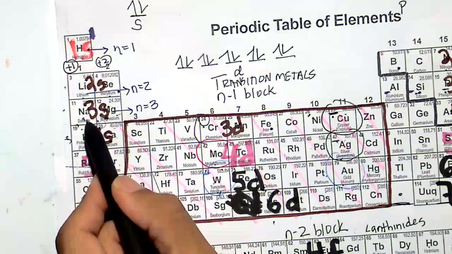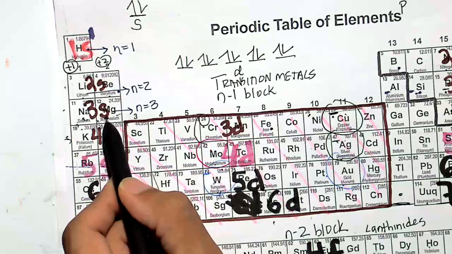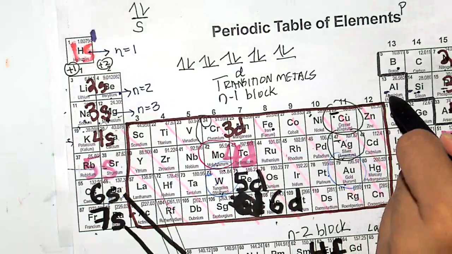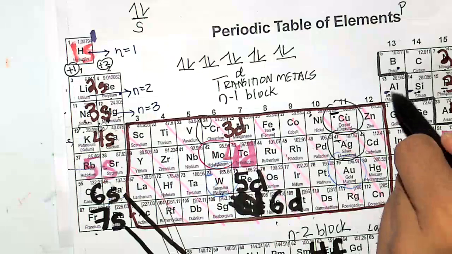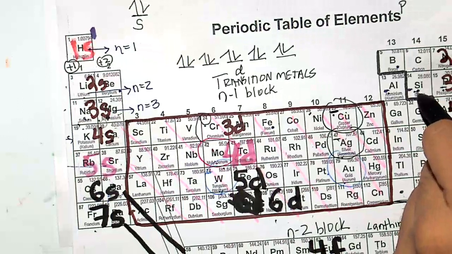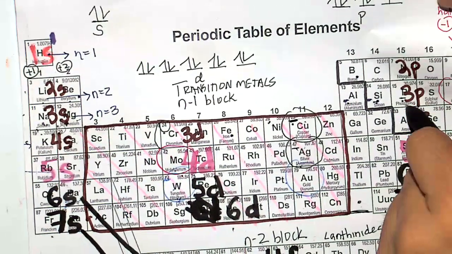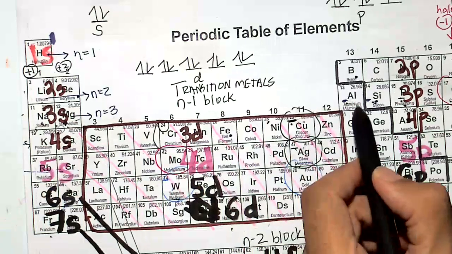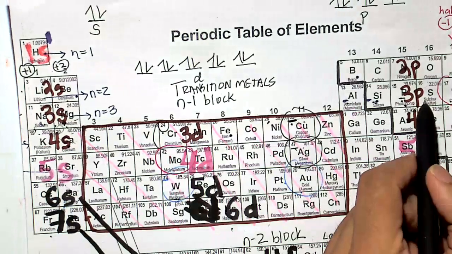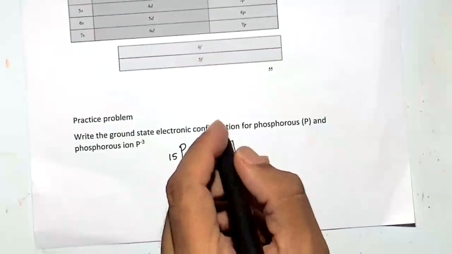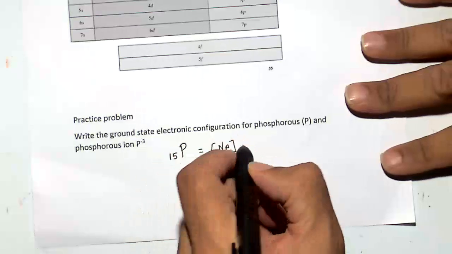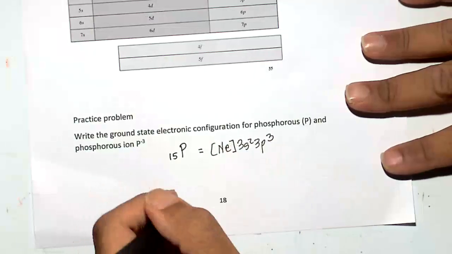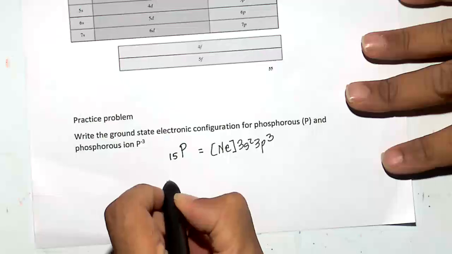After neon, where will it go? 3s2, and then what? 3p1, 3p2, 3p3. So it's going to be neon, 3s2, 3p3. All right, that's how you do that.